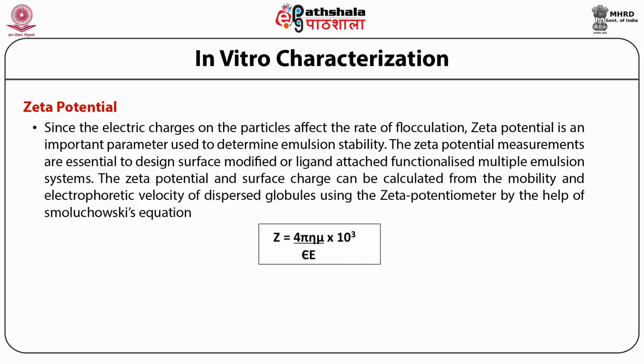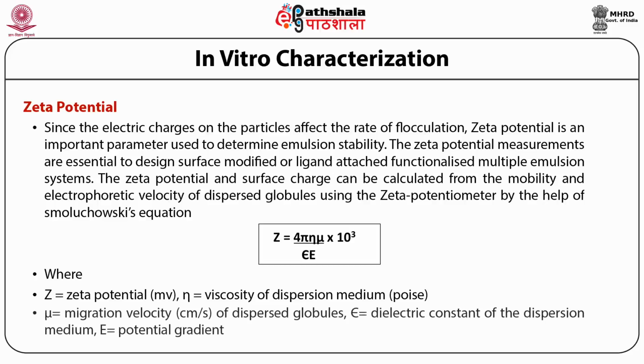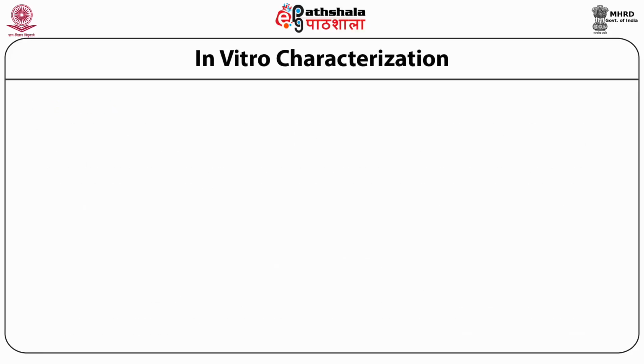Z is equal to 4 pi eta mu upon epsilon E into 10 raised to power 3, where Z is the zeta potential in millivolt, eta is the viscosity of dispersion medium in poise, mu is the migration velocity in centimeter per second of dispersed globules, epsilon is the dielectric constant of the dispersion medium, and E is the potential gradient of the system. Next is the percentage drug entrapment.